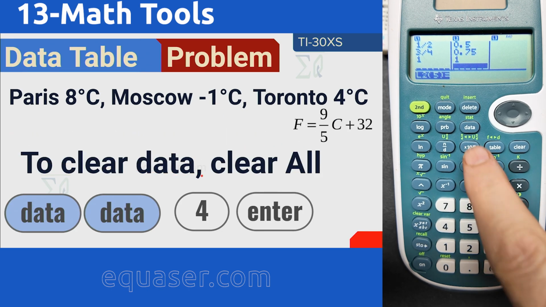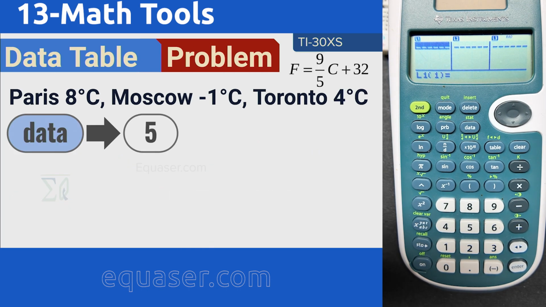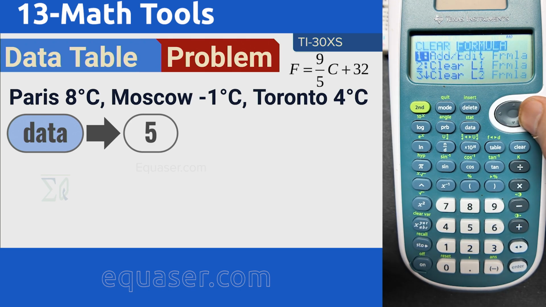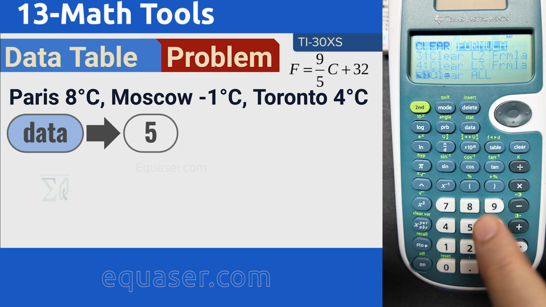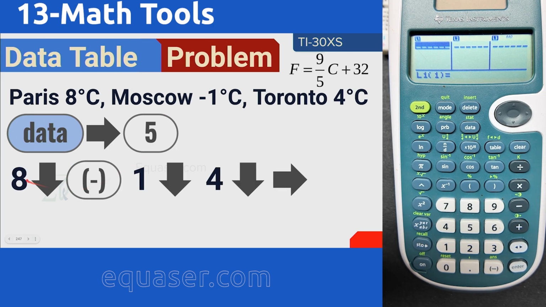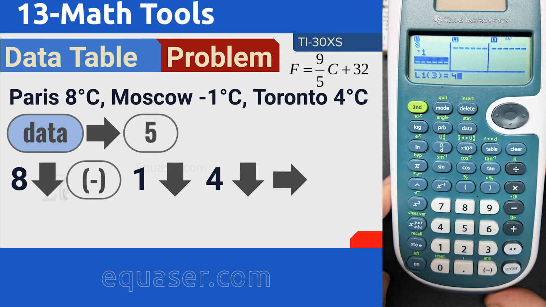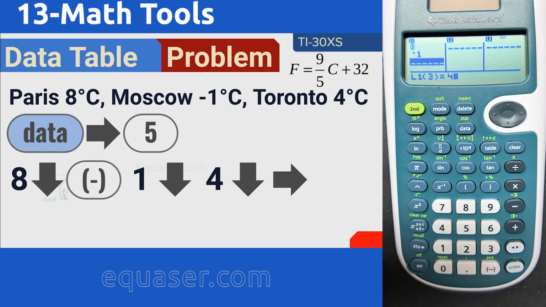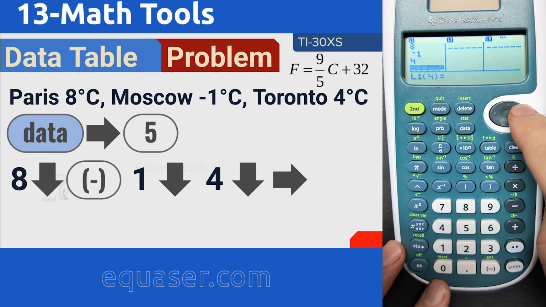To clear data, press data and then 4. We clear all data, and now press data, go to the right, and then go to number 5 to clear all formulas, because the formula we created might be there. Let's enter 8, -1 and 4. 8 down, then minus, for minus I'm using this button, -1 down, and 4. Once it's all done, come down and go to the right.